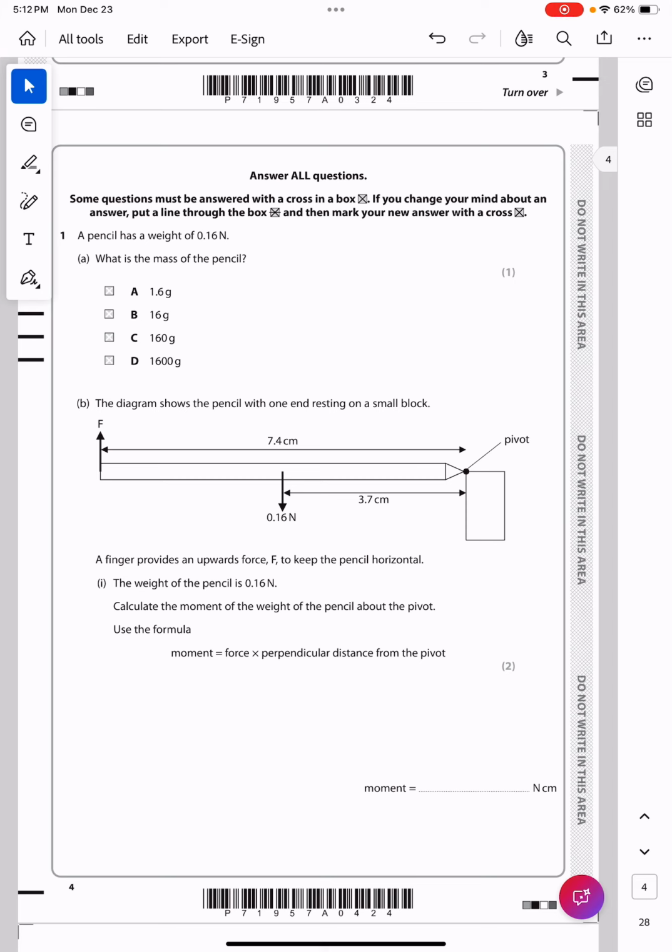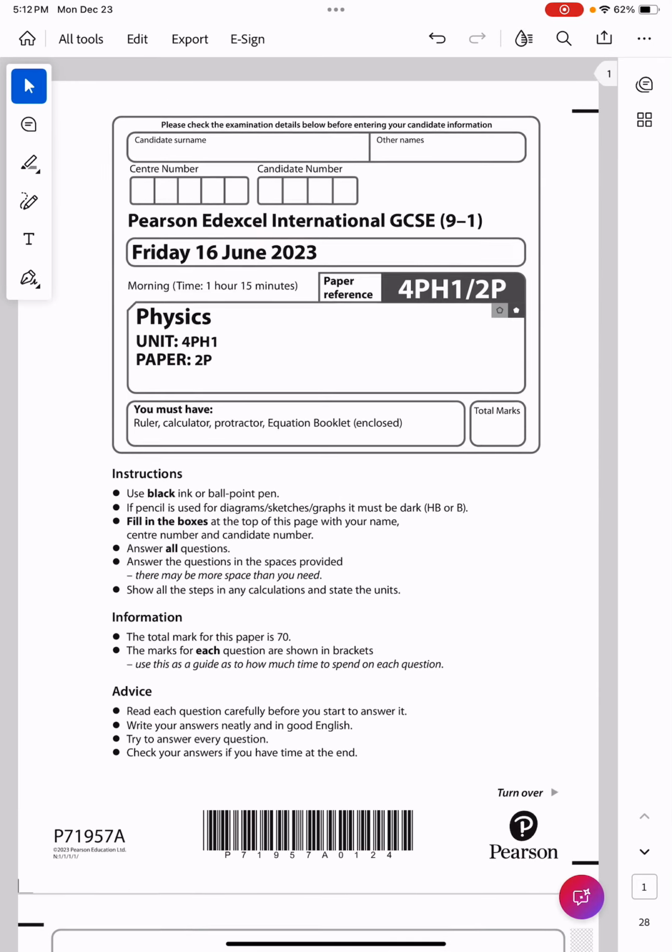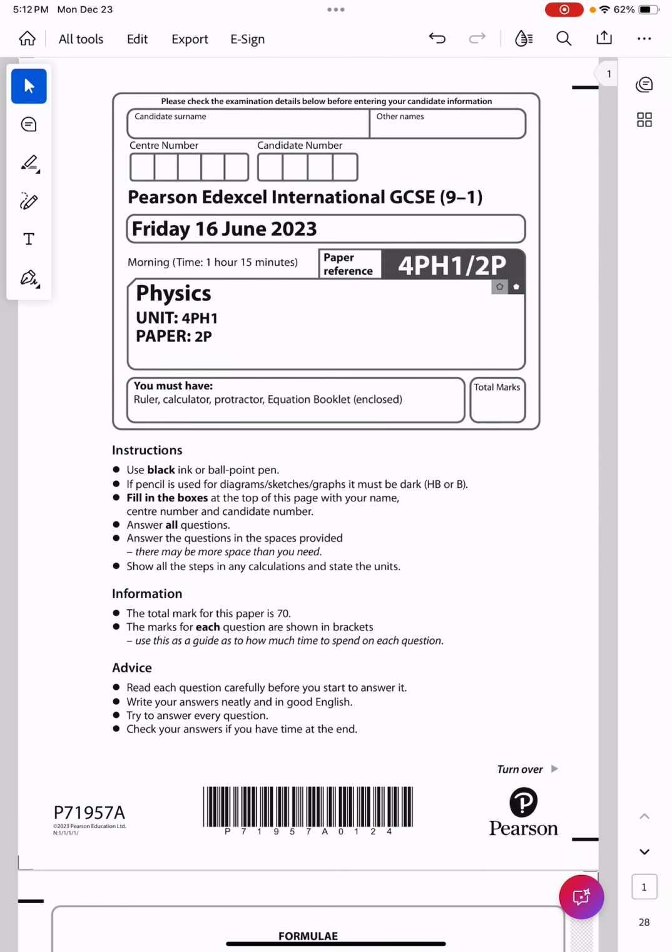And yeah, this video is about a problem that is dealing with moment. Moment is the turning effect of a force. This is going to be the last lesson that you'll have to study in this semester. And it's not that difficult, but we didn't do a lot of practice regarding this one, and that's why I'm making this video. This question is coming from a past paper of June 2023.